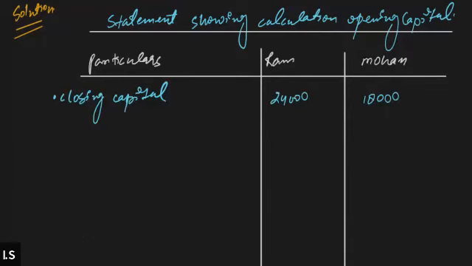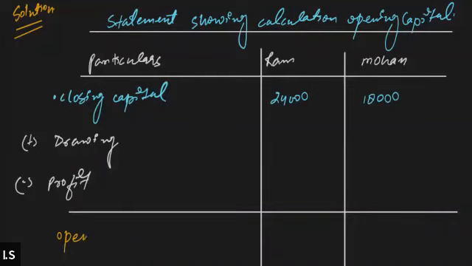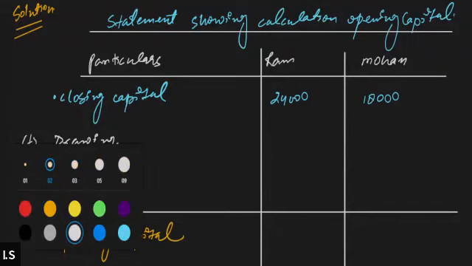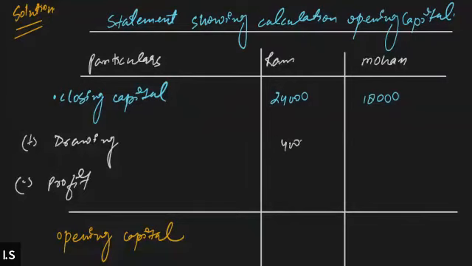And to determine the opening capital, what do we do? We basically add the amount of drawings to it, drawings are added, and profits are subtracted. And by doing this, you will be able to determine the opening capital balance of the partner. So whatever value you get by doing this will be considered as the opening capital balance. And on this amount, we will be able to determine the interest on capital. So let's quickly look at the question and find out the value of the drawings. The drawings in the question were 4,000 and 6,000 respectively, right? So we'll write that value, 4,000 and 6,000 here.